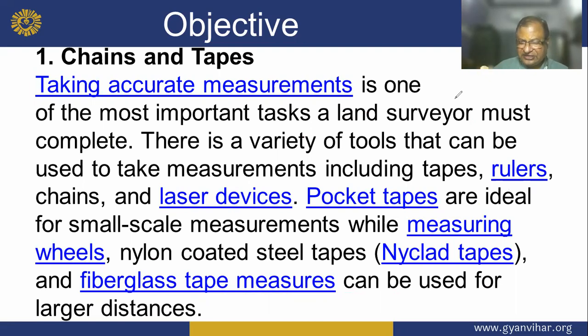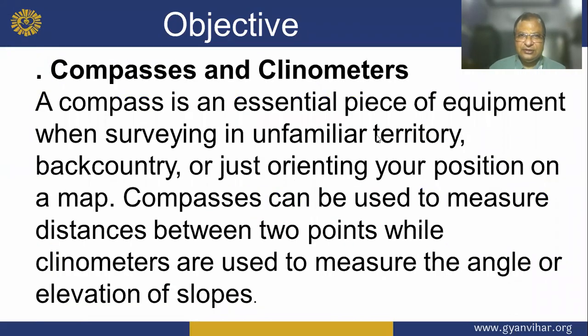There is a variety of tools that can be used to take measurements, including tape, rules, chain, ledger device, and pocket tape, which are ideal for small scale measurement, while measuring wheels, nylon coated steel tape, nylon tape and fiberglass tape measures can be used for larger distances. Everything has its capacity. First, we will read the objective of measuring instruments. We will read in detail also.